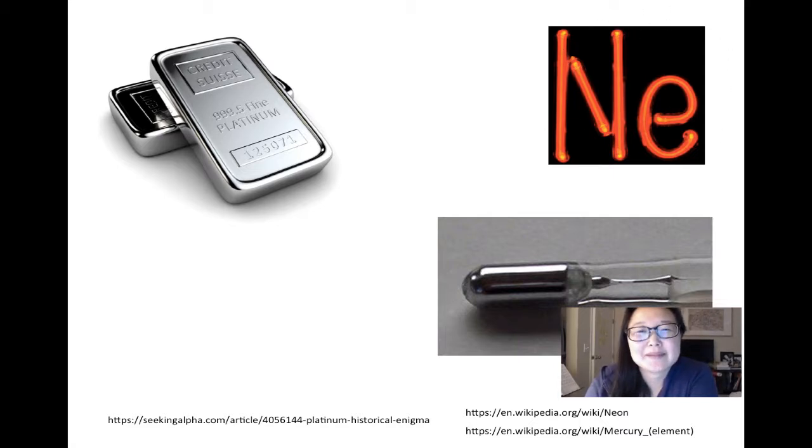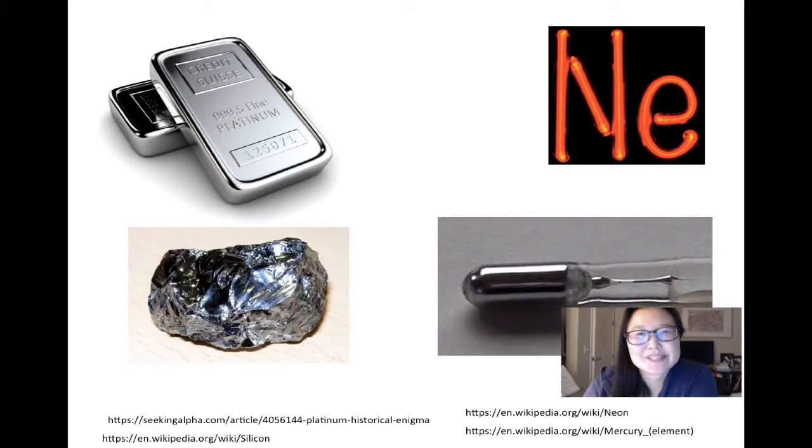Now there is something in between metals and nonmetals, and they're called semimetals, meaning they have some properties of metals and some properties of nonmetals. So here's an example of that. This is a sample of silicon. You can see it looks like a metal. It's shiny, but it doesn't have all the properties of metals. For example, it's a very poor conductor of electricity.